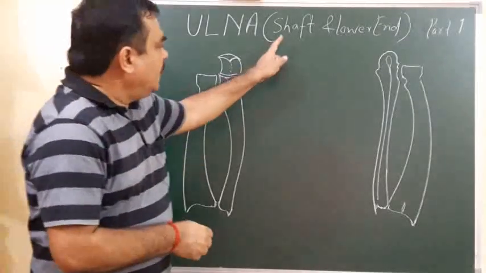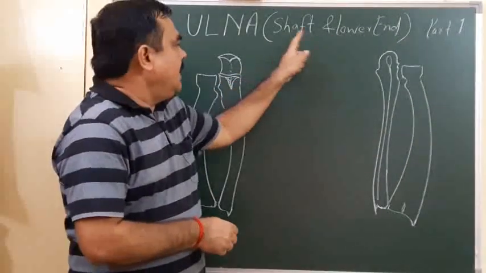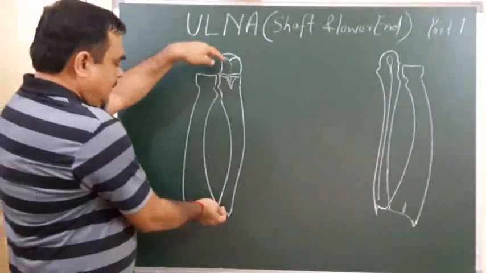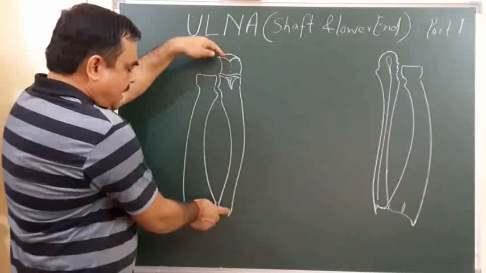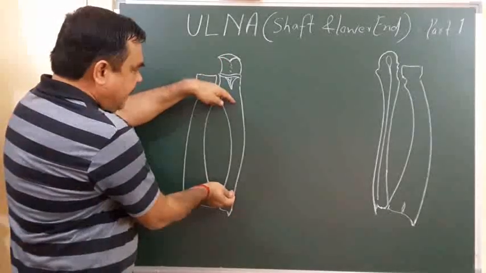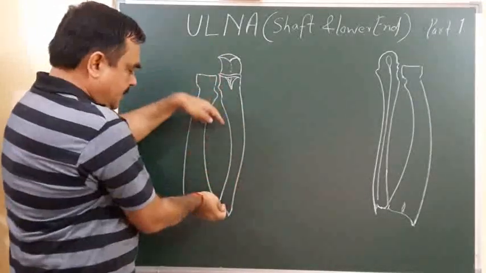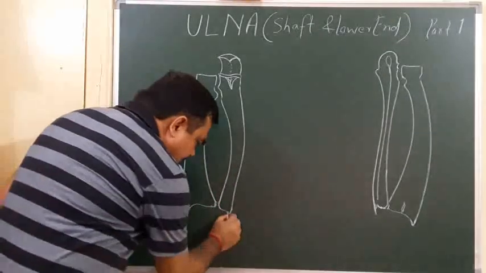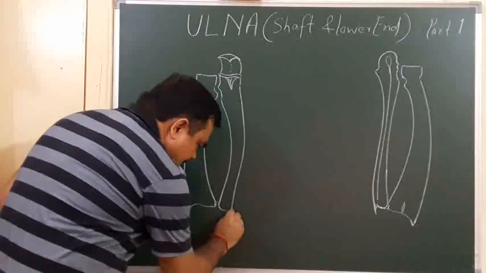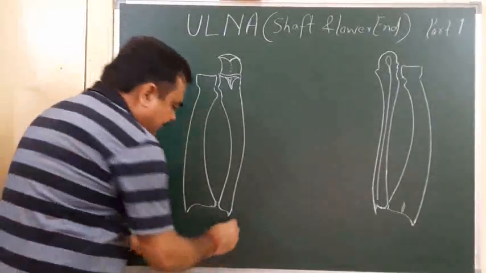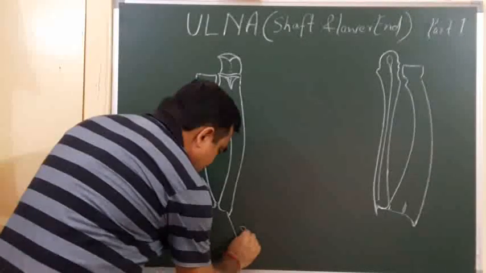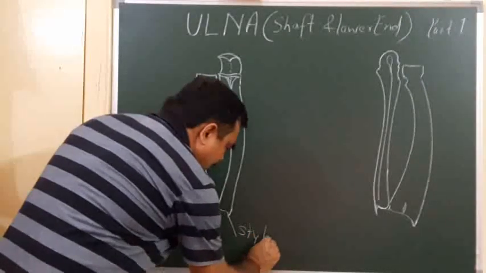Now we'll discuss the lower end and shaft of the ulna. This is the ulna. It has a lower end. This part is the shaft. This is the upper end. First of all, we'll discuss the lower end. This is the lower end. It has a process here, posteromedially. This process is the styloid process.